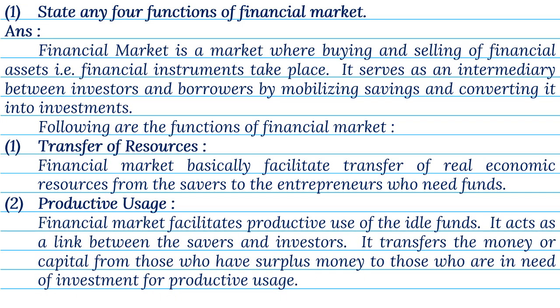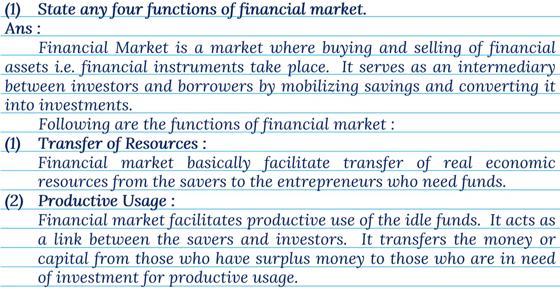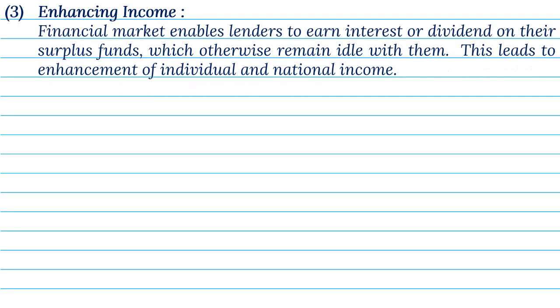Financial market facilitates productive use of the idle funds. It acts as a link between the savers and investors. It transfers the money or capital from those who have surplus money to those who are in need of investment for productive usage. 3. Enhancing income. Financial market enables lenders to earn interest or dividend on their surplus funds which otherwise remain idle with them. This leads to enhancement of individual and national income.